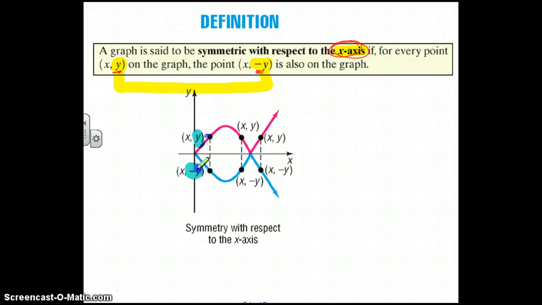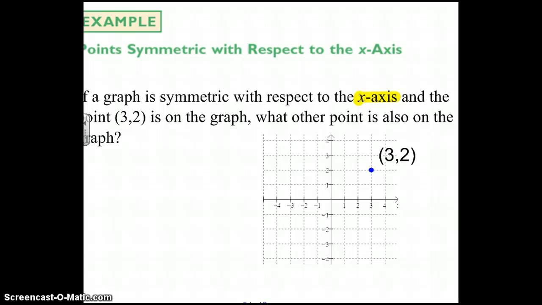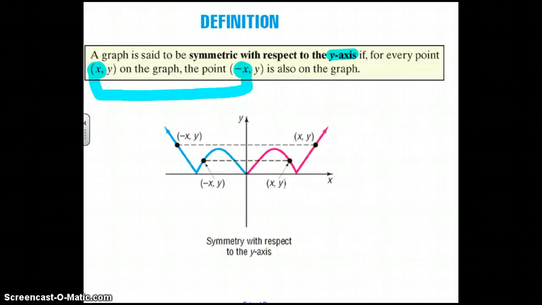is going from a positive y to a negative y. So I'm just grabbing those points and flipping them. So if it really does have x-axis symmetry, I'm going to reflect about the x-axis, and this point 3, 2 is going to go down here to, all I'm doing is replacing that y with a negative y. So this goes to 3, negative 2. This will flip down here because that's reflected about the x-axis.